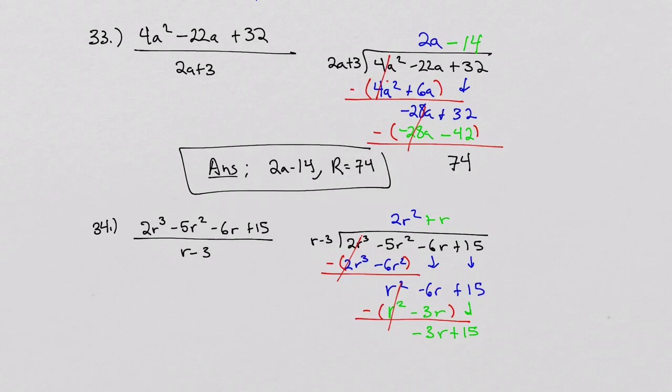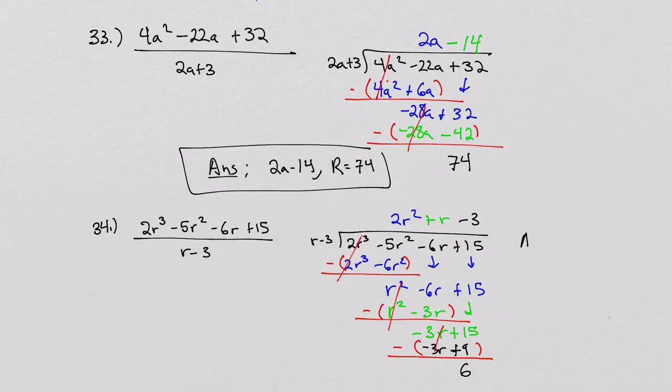And last but not least, we've got to figure out how many times r goes into negative 3r, and it goes into it negative 3 times. And so multiplying r minus 3 by negative 3, we end up with negative 3r plus 9. And we'll subtract that one. And the negative 3r's will cancel by design. And then what we have is 15 minus 9. So we end up with a remainder of 6.